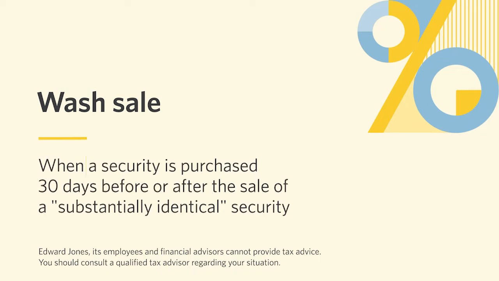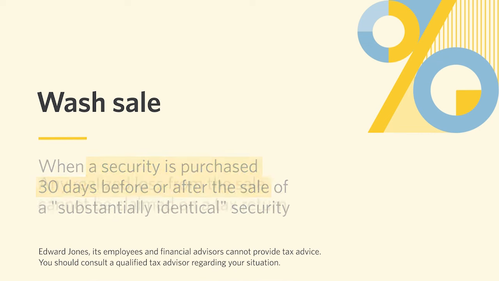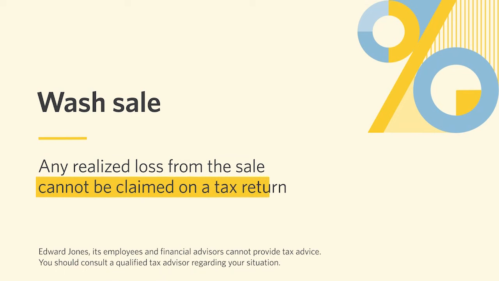Now, Elizabeth also mentioned potential trade-offs when considering loss harvesting, and there's one key consideration that comes to mind, the wash sale rule. If a security is purchased 30 days before or after the sale of a substantially identical security, the sale is considered a wash sale, and any realized loss from the sale cannot be claimed by the client on their tax return. This means that violating the wash sale rule can prevent you from offsetting your capital gains.